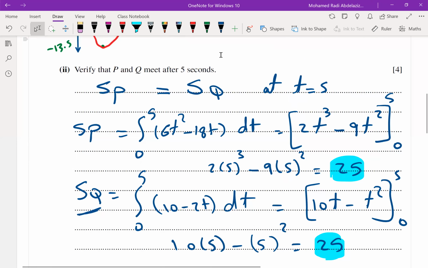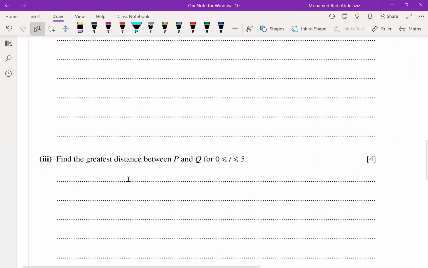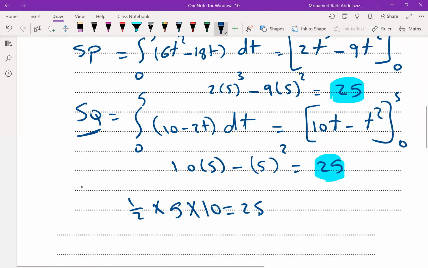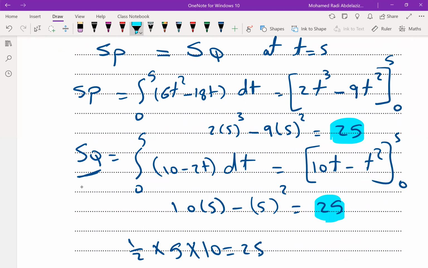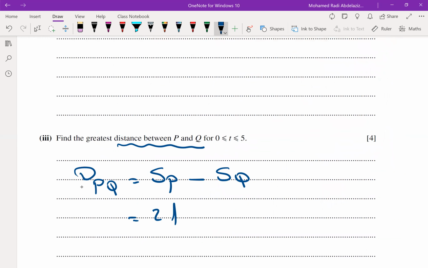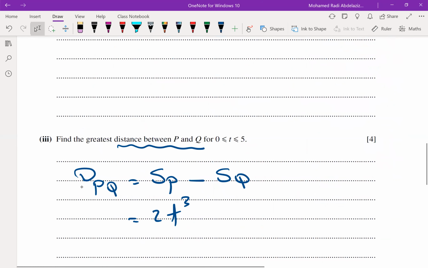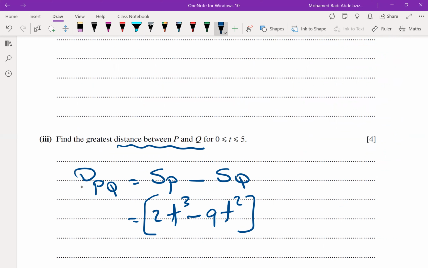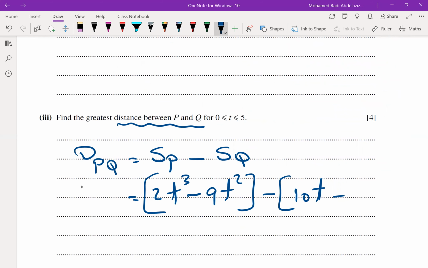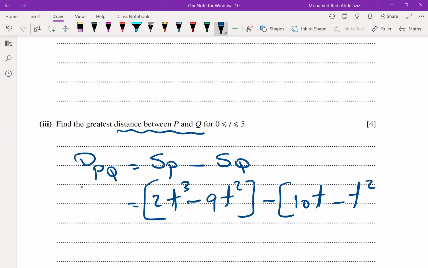Verify that P and Q meet after 5 seconds. The third part: find the greatest distance between P and Q. Find first the distance between P and Q, which is equal to S of P minus S of Q. We already have S of P after integrating. So the distance in between is 2t to the power of 3 minus 9t squared, minus S of Q, which is 10t minus t squared. This is the expression of the distance.